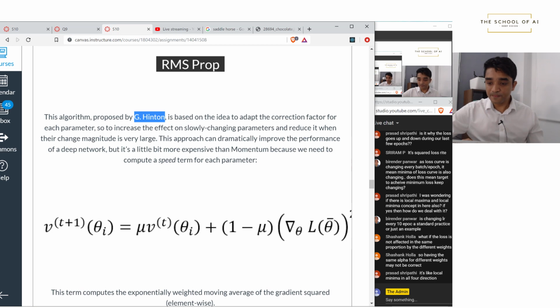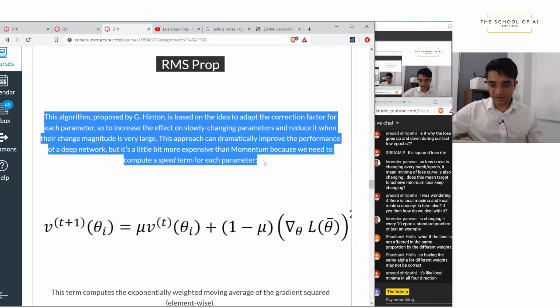It's based on the idea to adopt the correction factor for each parameter, to increase the effect on slowly changing parameters and reduce it when their change magnitude is very large. This approach can dramatically improve the performance of a deep network. It is a little bit more expensive than momentum because we need to compute the speed term for each parameter. Of course, this is written by someone who is in favor of the algorithm, right? Because it says it is slightly more expensive than momentum.